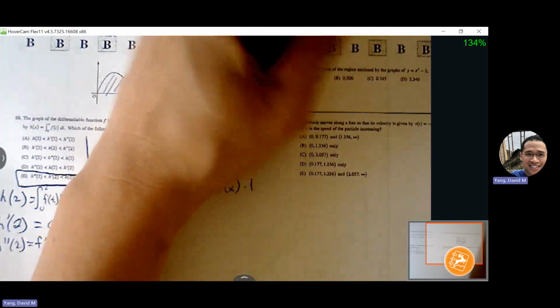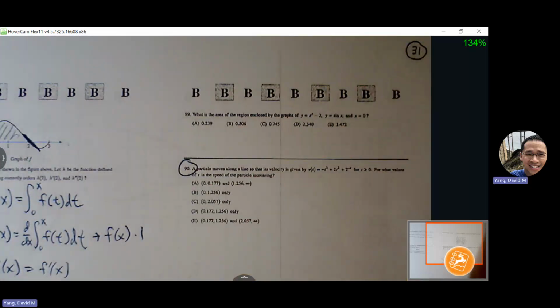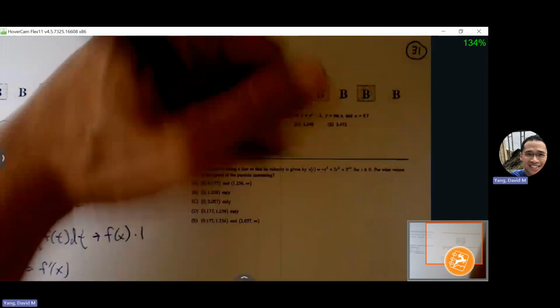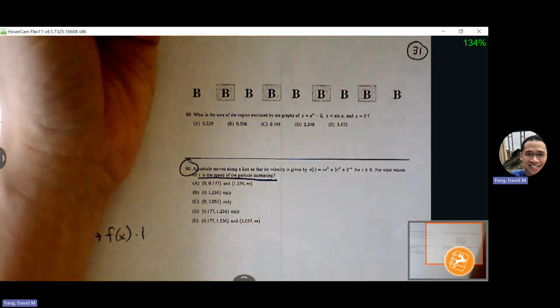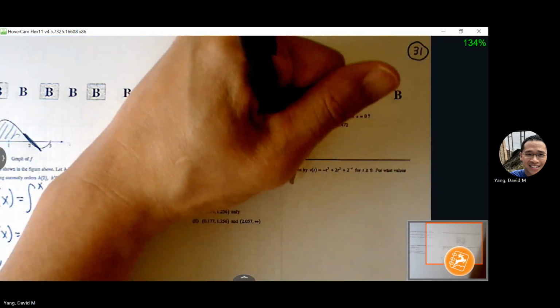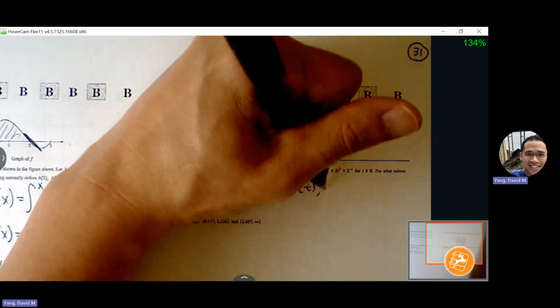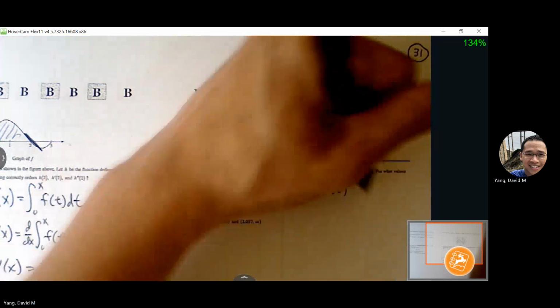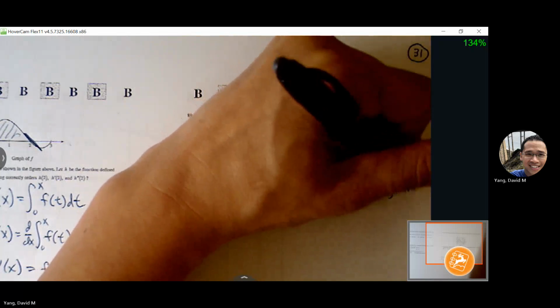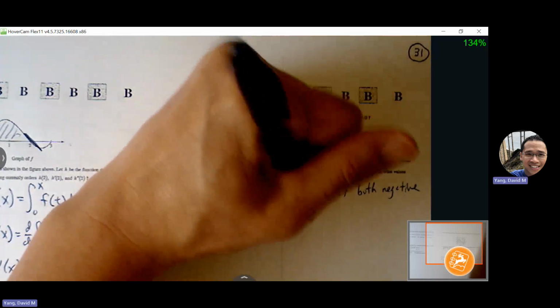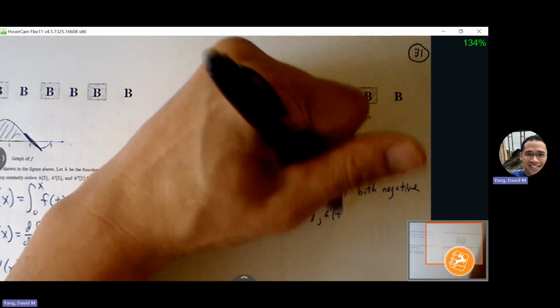Okay, let me do one more here. Number 90. A particle moves along a line so that its velocity is given by v of t. For what values is the speed of the particle increasing? So we know speed is increasing if the signs are the same, right? So either velocity and acceleration are both negative, or velocity and acceleration are both positive.